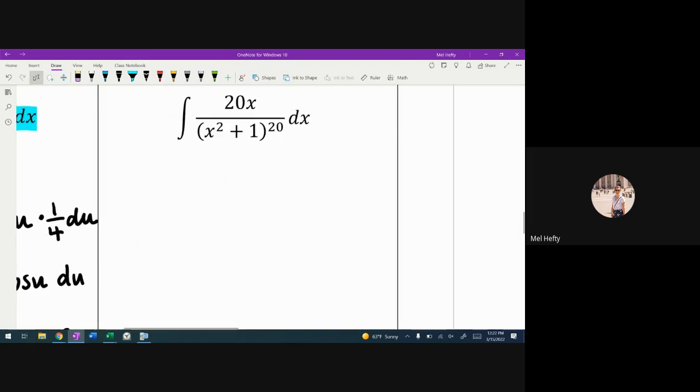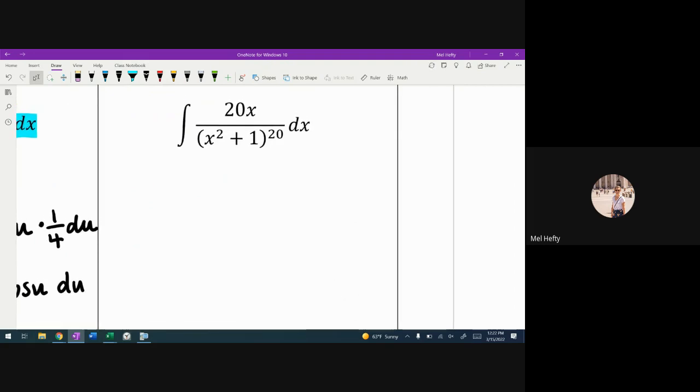Does this one look any creepier to anyone? I think so too. Do you think it needs u-sub? Why? All right, we've got x squared plus 1 inside the power of 20 on the bottom. I keep asking you that because eventually I'm not going to tell you that you need u-sub. You're going to have to figure that out yourself. So we're going to keep looking for those reasons why we're using this method.